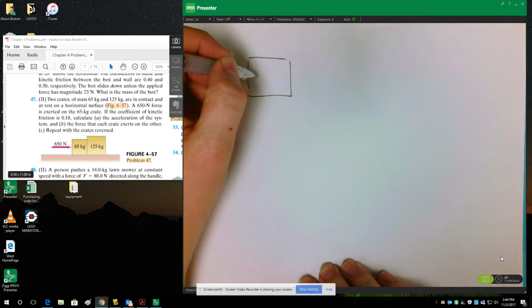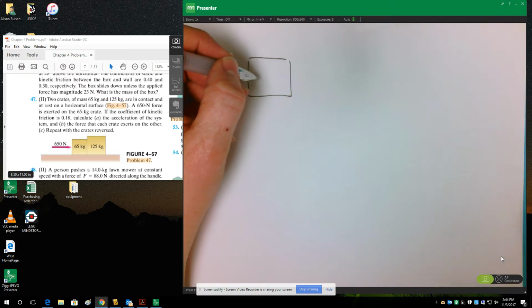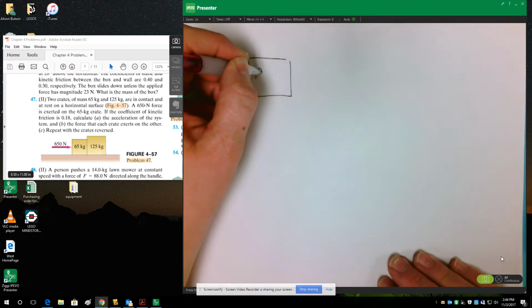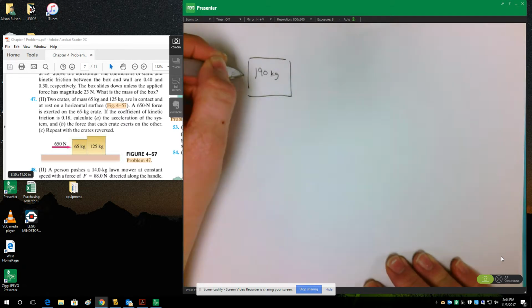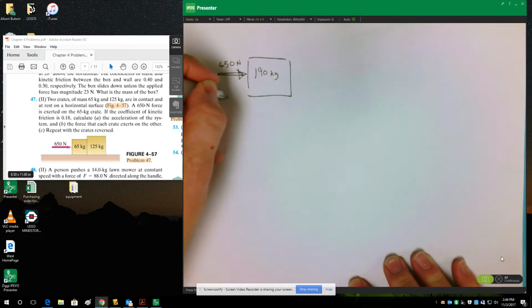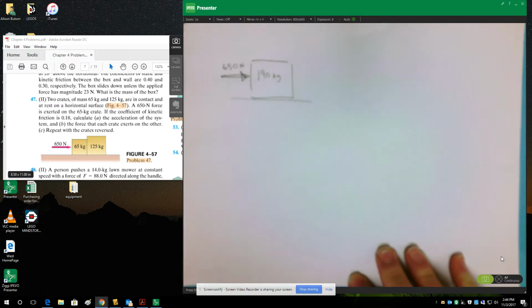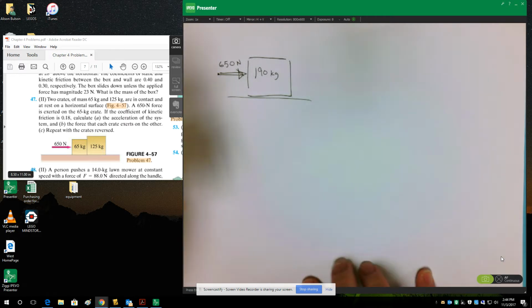So we have a single crate with mass 65 and 125, so 190. And we consider a single push of 650 newtons to the right. This is not a free body diagram. I'm just trying to reimagine the problem as a single box or crate.